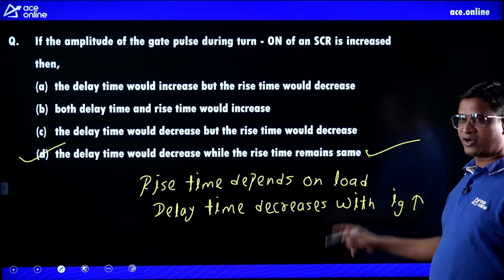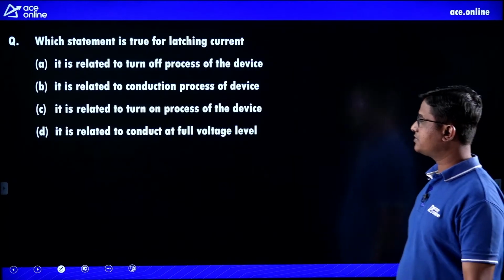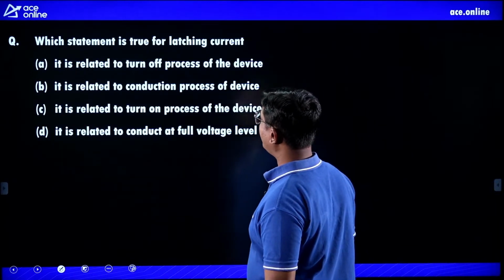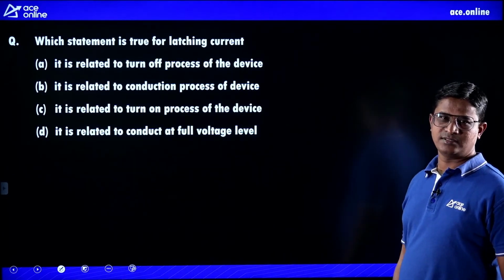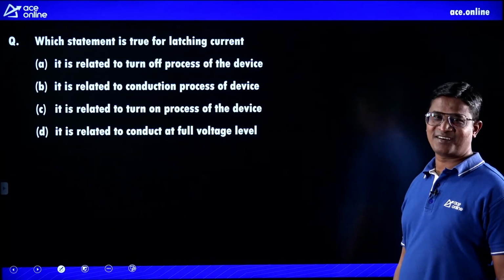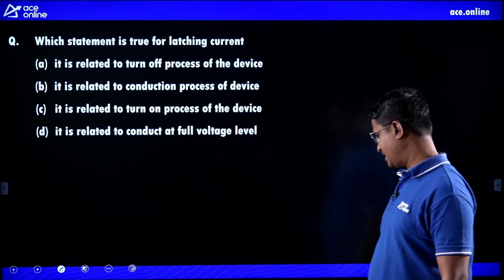Yes, one of the important questions. Next, which statement is true for latching current? Come on, post your answers in the chat box. Just now we discussed the latching current and holding current. So tell me the answer. Simple question.